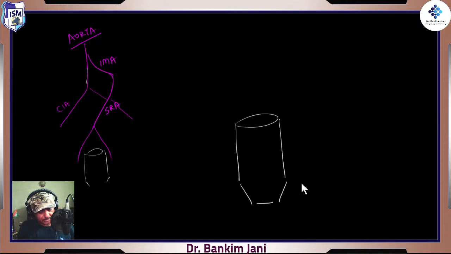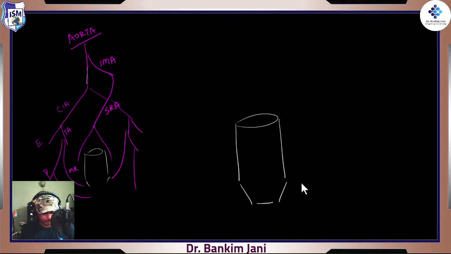Common iliac would divide into external and internal iliac. Internal iliac, and then from there would be the middle rectal and inferior rectal, and this is internal pudendal. So that's how things would go. Middle rectal, and then there would be internal pudendal, and then it would go like this. So this is inferior rectal and middle rectal.